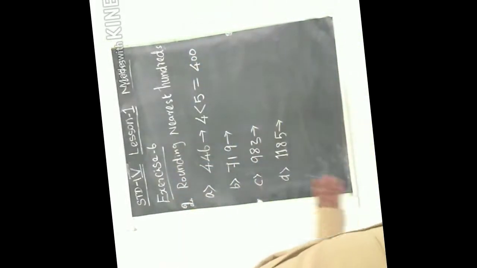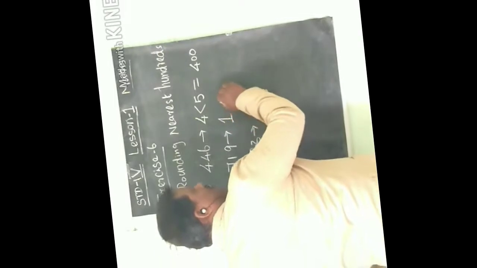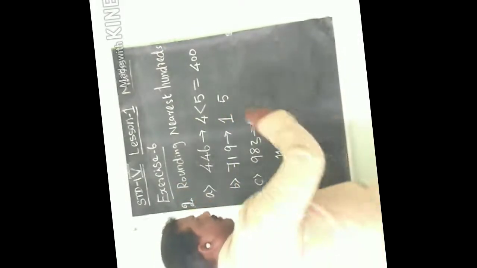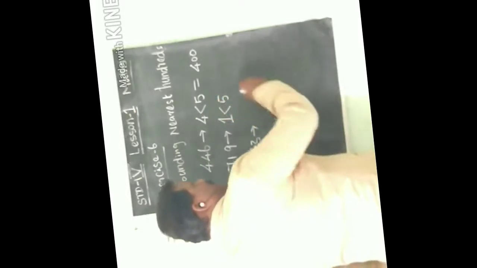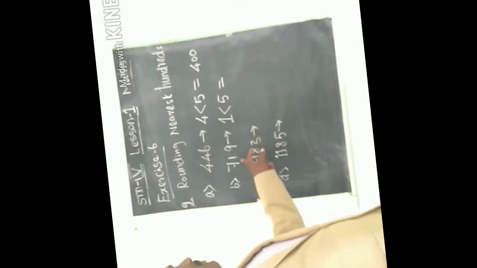Okay. Then the second one, ones, tens, 100. So nearest 100 is 1. You have to take it and compare. 1, 5. Is it greater than 5 or smaller than 5? Smaller than 5. So we put less than. So if smaller than 5, what is the rounded number? The lowest rounded number, 700.